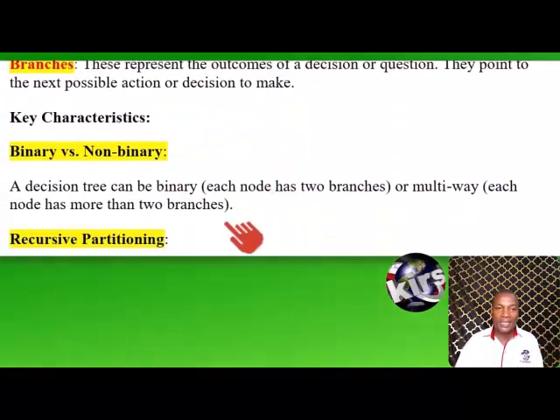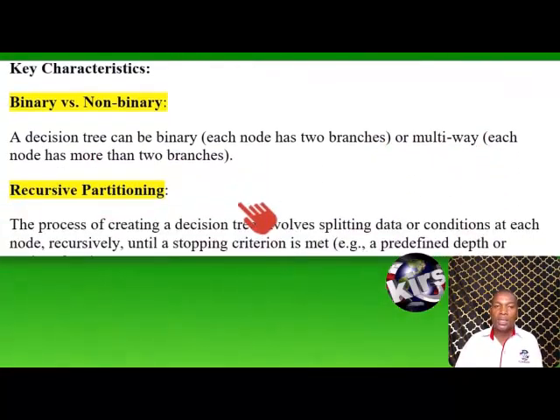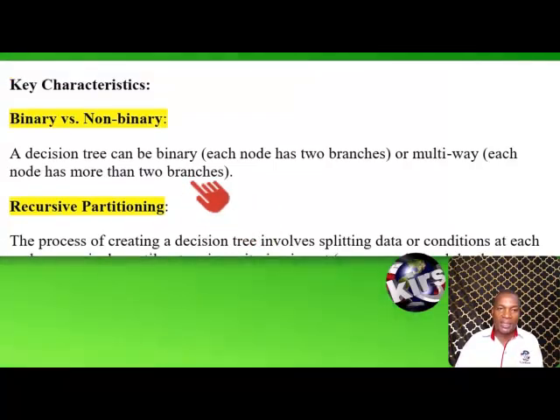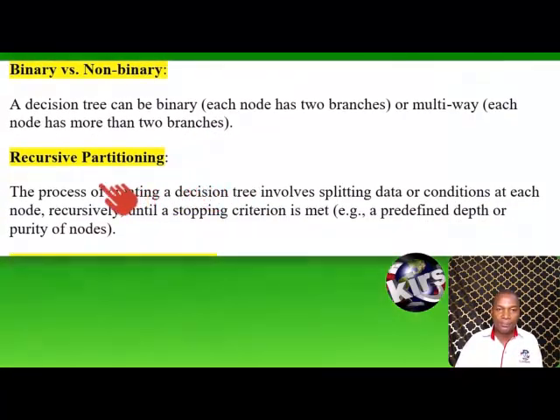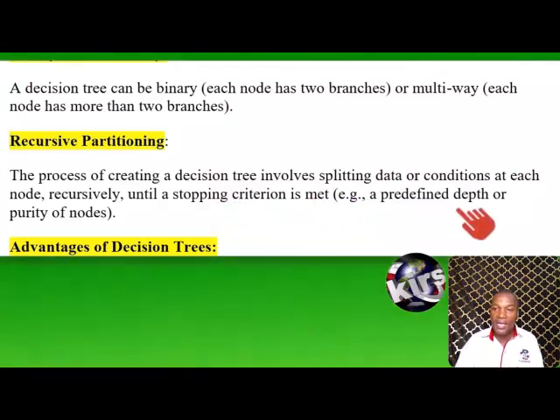What are the key characteristics of decision trees? One of the characteristics is that decision trees can be binary, where each node has 2 branches, or multi-way, where each node has more than 2 branches. Then the other characteristic is that it can be recursive, or what we call recursive partitioning. The process of creating a decision tree involves splitting data or conditions at each node recursively until a stopping criterion is met, e.g., a predefined depth or purity of nodes.